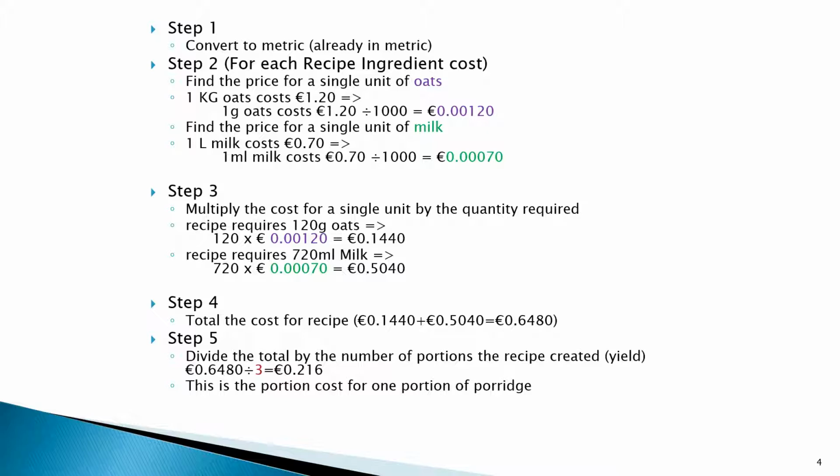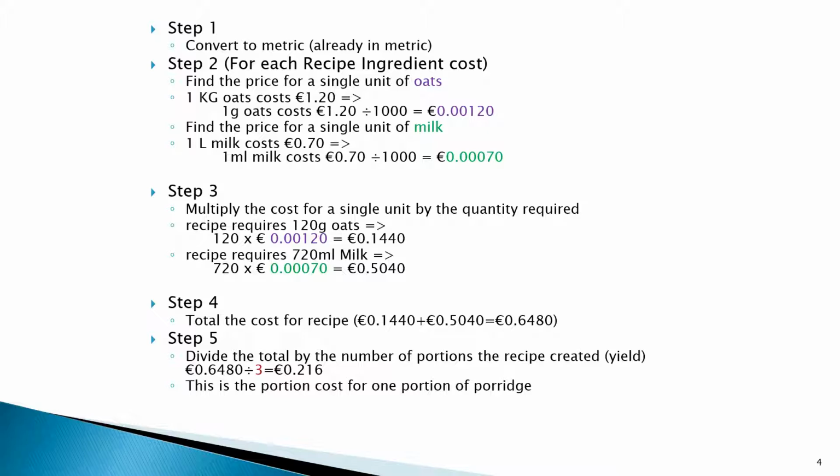So for the milk then, 1 litre of milk costs 70 cents. 1 millilitre of milk, there's 1,000 millilitres in a litre, costs us 70 cents divided by 1,000. So that's the price of a single millilitre of milk. So we need to multiply it up for the quantity that the recipe requires. So we know that the recipe needs 120 grams, not a single gram, but 120 grams. So we multiply 120 by the price of a single gram of oats and we get 0.144. The recipe requires 720 mils of milk, so it's 720 multiplied by this here for the single millilitre of milk, and we work out that 720 millilitres is costing us 50 cents.